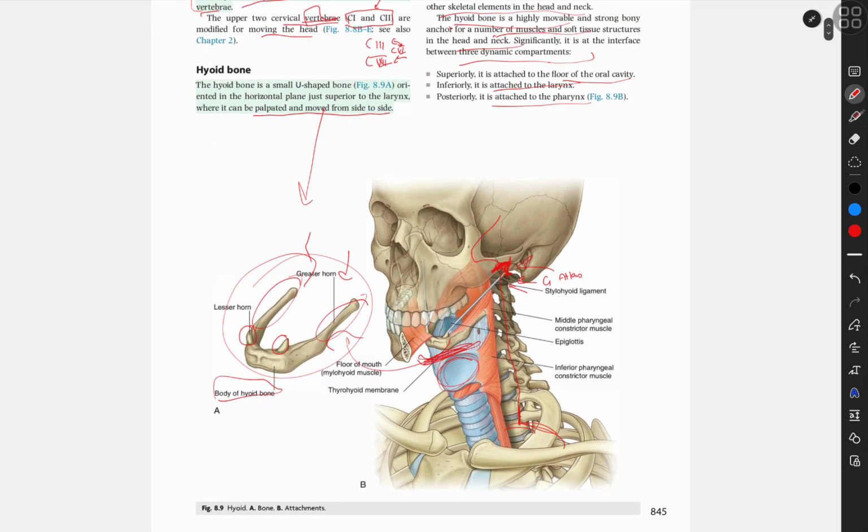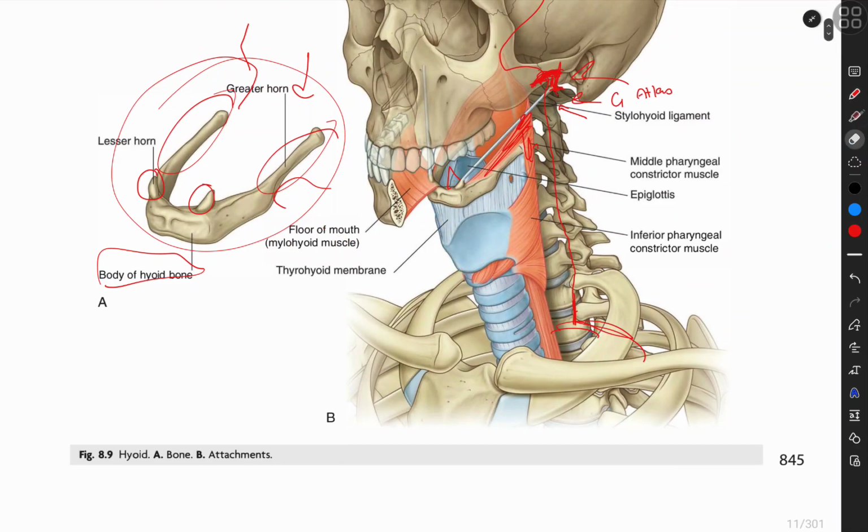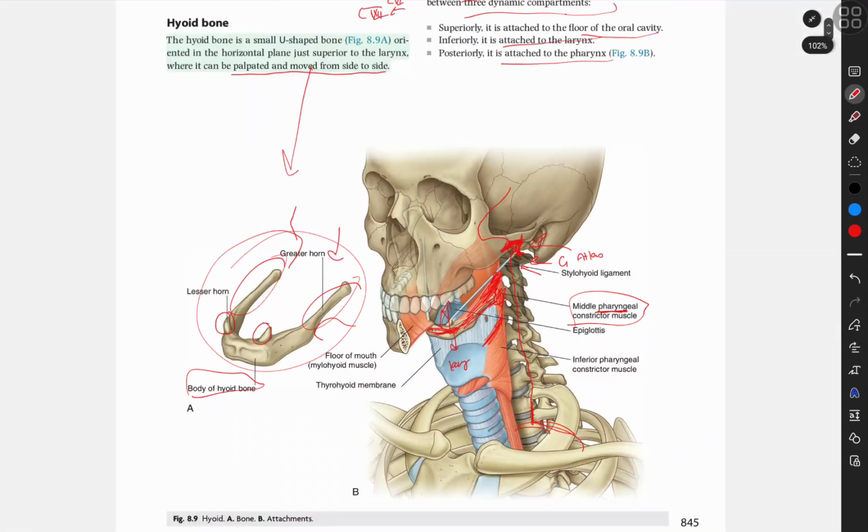So this should be the hyoid bone. Makes sense. Above it is the floor of the oral cavity. Below it, sorry, inferiorly is the larynx, and posteriorly is this muscle. Oh, so this is the hyoid bone. So superiorly is the floor of the oral cavity. Inferiorly is the larynx. Posteriorly is the pharynx. Middle pharyngeal constrictor muscle, and so on. But yeah, the pharynx is posterior to it. That's it.